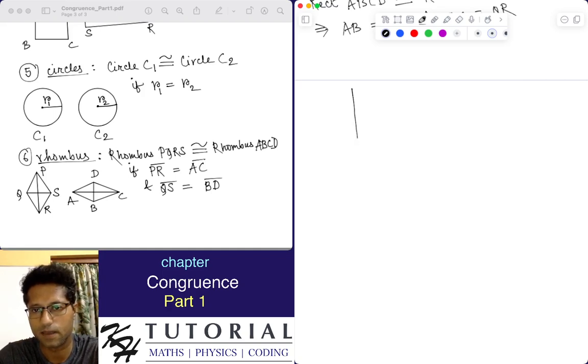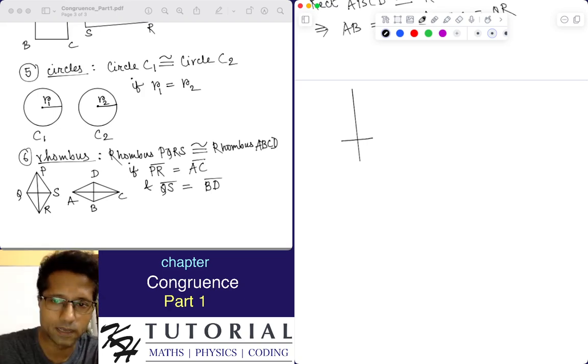So in a rhombus, in general, the diagonals are of different length, and they bisect each other at right angles. So if this is a diagonal of the rhombus, obviously the other diagonal will bisect this diagonal at right angles, and I can draw the diagonals at any point, but I have to be careful that they both bisect each other at right angles. So let's say the other diagonal is this.